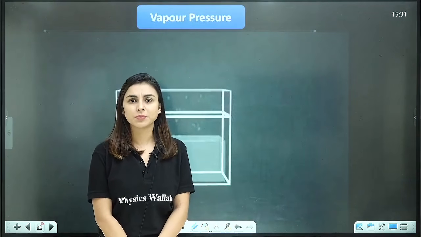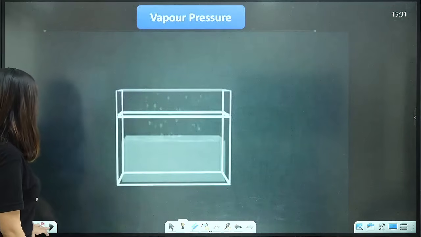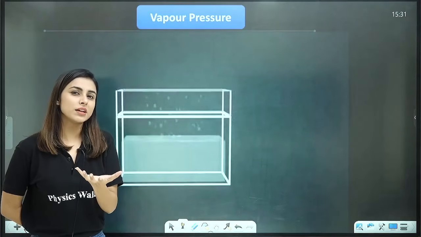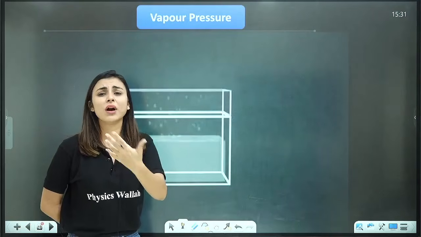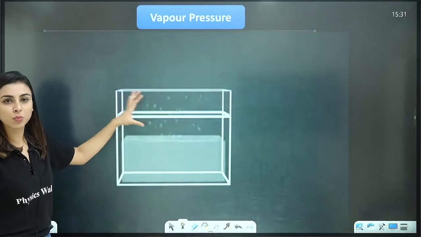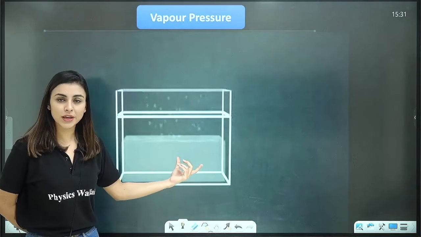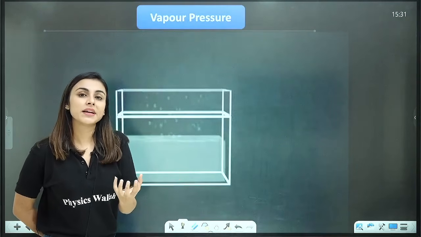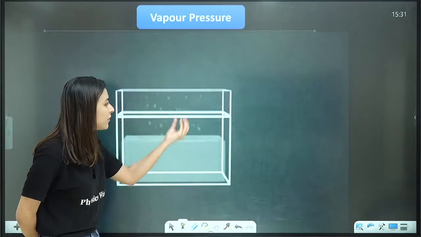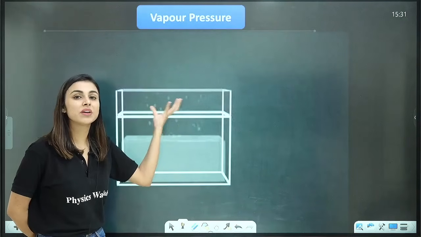What is vapor pressure? How are we going to understand this? For this, imagine you have a bowl and you have water inside it. When the water is heated and boils, what happens? You see some vapors going outside.